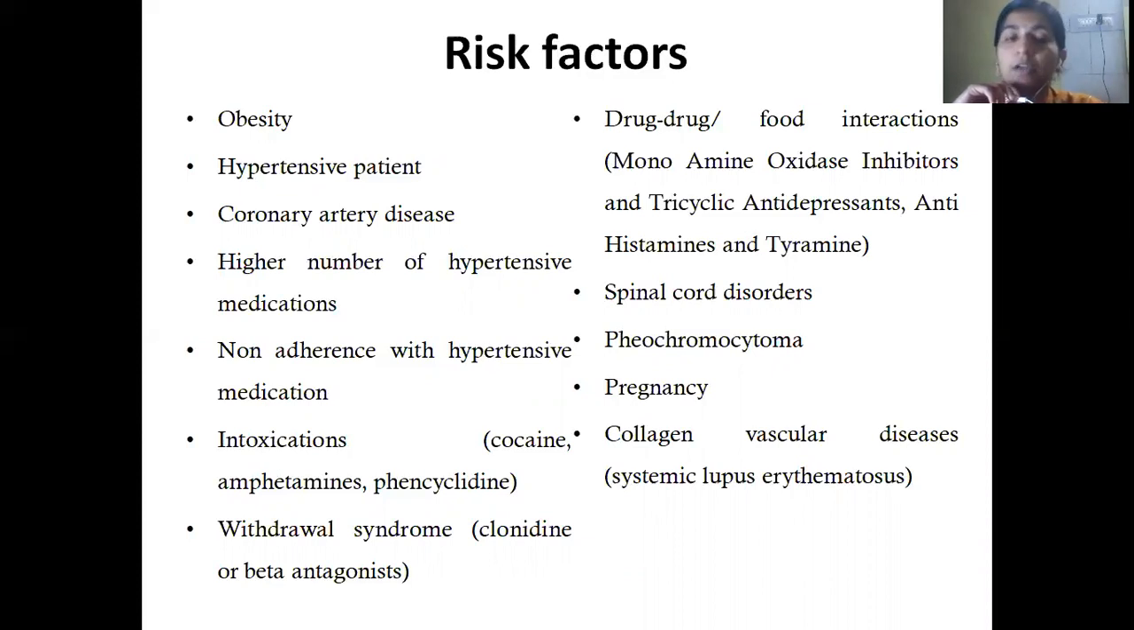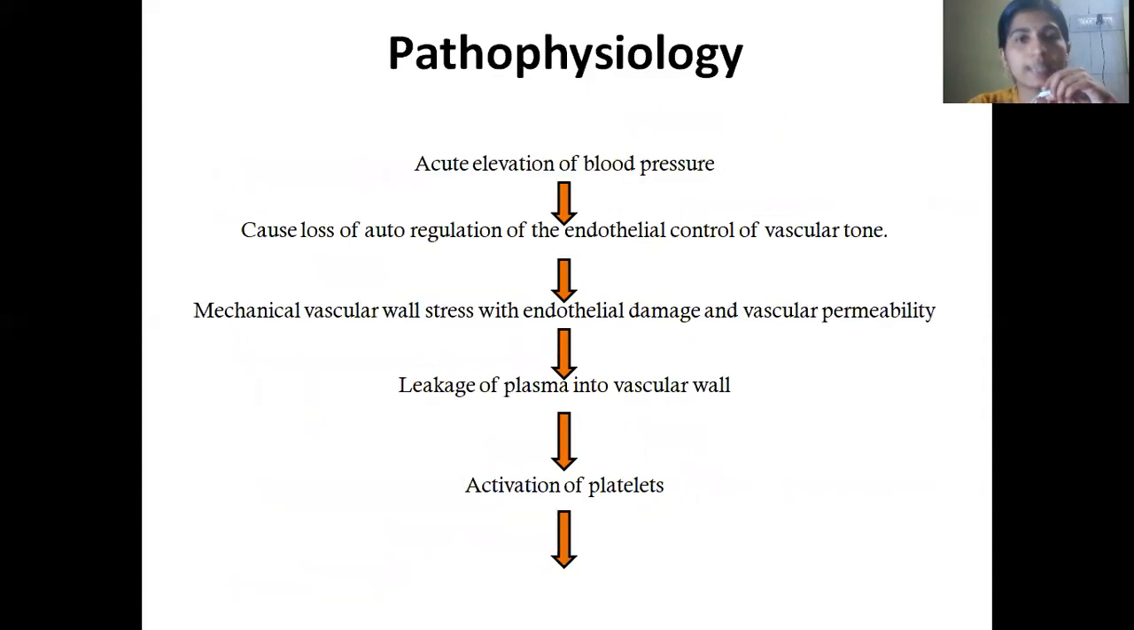Then non-adherence with hypertensive medication, which we already discussed, and intoxication like cocaine, amphetamine, and phencyclidine, any of this intoxication or drug abuse, withdrawal syndrome, drug to drug or food interactions, spinal cord disorders, pheochromocytoma, pregnancy, collagen vascular diseases like SLE, systemic lupus erythematosus. These all are risk factors or contributing factors for hypertensive crisis.